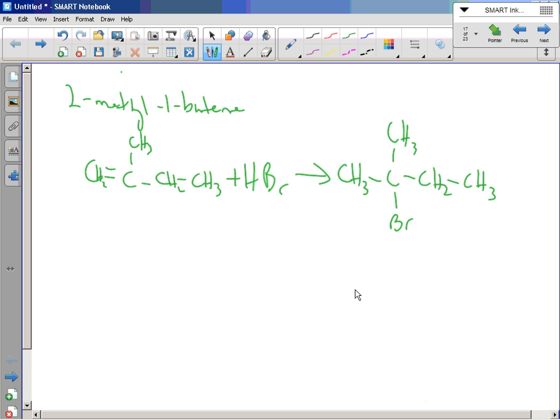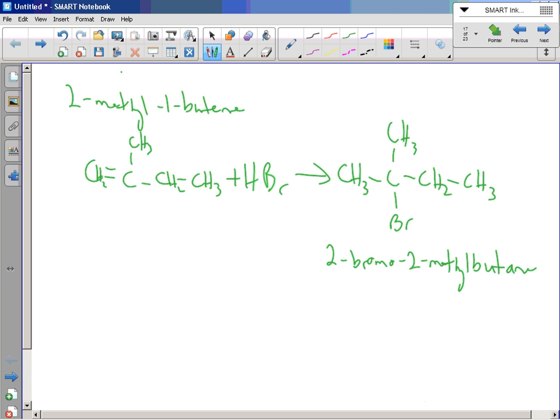What's the name of this one going to be? Corey? 2-bromo-2-methylbutane. 2-bromo dash 2 dash methyl. Excellent. And then what do we say? It's butane. Butane. Okay? All right. That's not too bad.